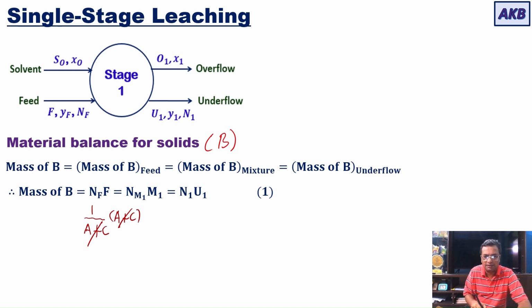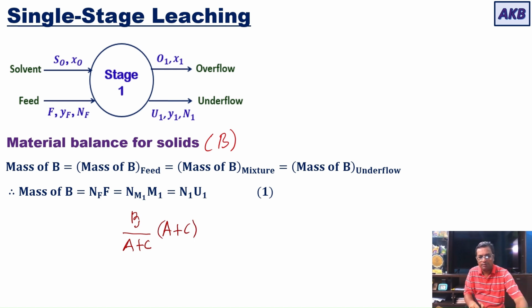Now let us look at the other term. The other term is NM1 into M1. NM1 is mass of B in the mixture divided by mass of A plus mass of C in the mixture. M1 is mass of A plus mass of C in the mixture. So in the denominator you have mass of A plus mass of C in the mixture, and over here you have mass of A plus mass of C in the mixture. These two get cancelled and you are left with mass of B. That's why the term NM1 into M1 is nothing but mass of B in the mixture.